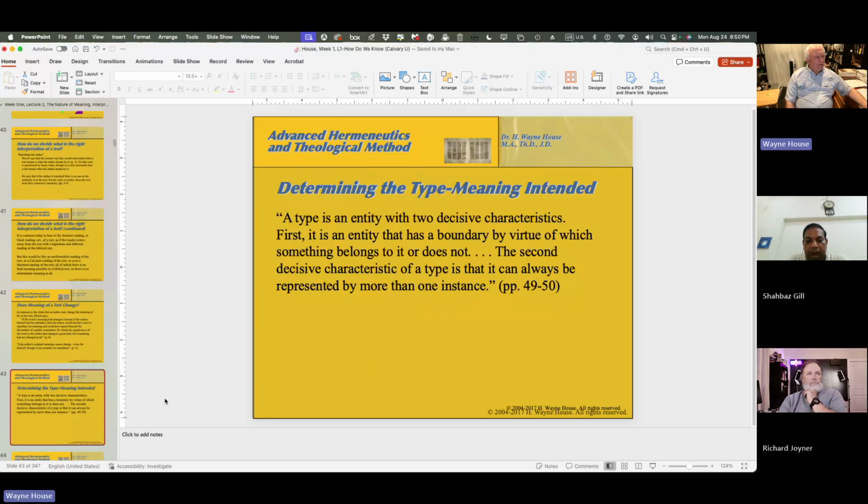Determining the type. A type is an entity with two decisive characteristics. It's an entity that has a boundary. You can't say everything in anything. The second decisive characteristic of a type is that it can always be represented by more than one instance. What he means by this is you can have a type mean something, but it doesn't necessarily mean the same thing in any context.